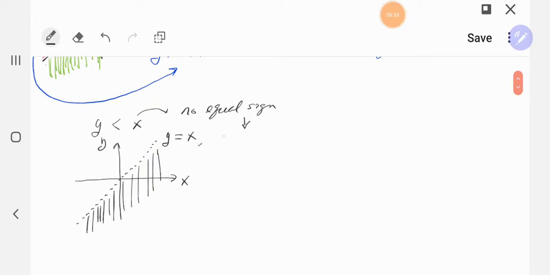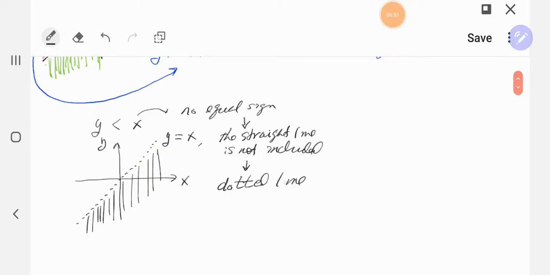Then the straight line is not included. Not included. And then we use what? Dotted line. Use the dotted line if the equation is not included. This is really important. Okay, dotted line.